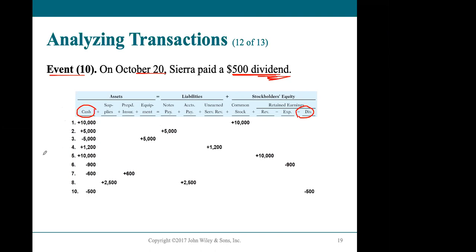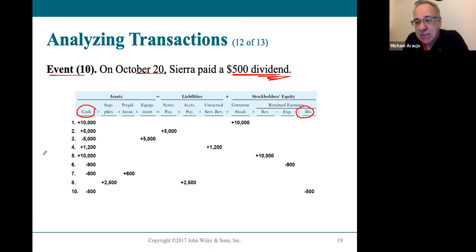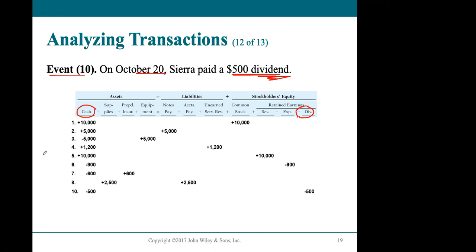It's a debit of $500 under dividends and then a credit of $500 under cash. Yes, nice job. We're going to debit dividends 500, credit cash 500. Great, nice job. Thank you.